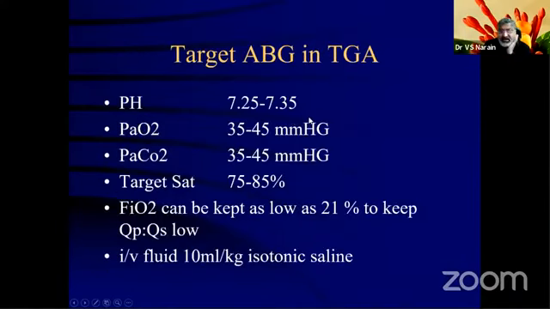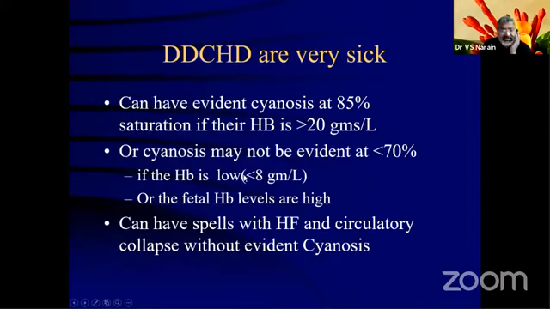And the target here is to maintain a PaCO2 of 35 to 45, and maintain saturation in the range of 75 to 80. And whenever you give oxygen, it has to be kept low, because as I said, you need to maintain a good QP/QS. You don't want to increase the pulmonary blood flow so that you have a flooding of the lungs and heart failure, because the more circulation that goes into the pulmonary circulation will be at the expense of the systemic, and that is what you don't want. You want the blood pressure to be maintained, and IV fluids are also to be given, 10 ml per kilogram body weight. These are very sick children, and sometimes you may not get any cyanosis which is evident.